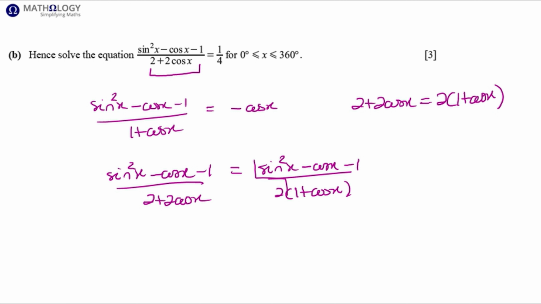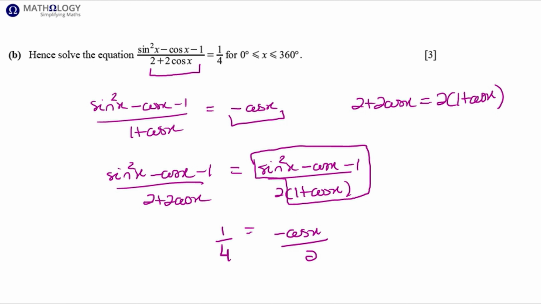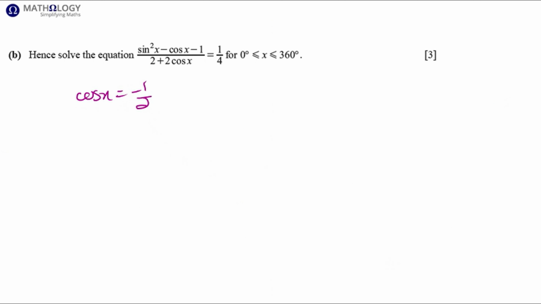Now, this expression here is minus cos x. So we will have minus cos x, and this 2 is in the denominator, so minus cos x over 2. And we are told that this expression equals a quarter. So a quarter equals minus cos x over 2. So we can just cross multiply here, and we'll have 2 equals minus 4 cos x. Cos x equals minus a half. We now have a simple trigonometric equation which we can solve.